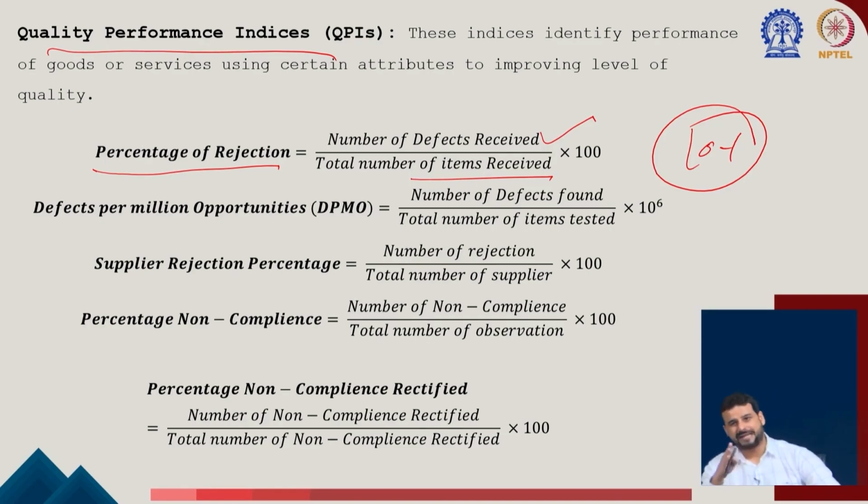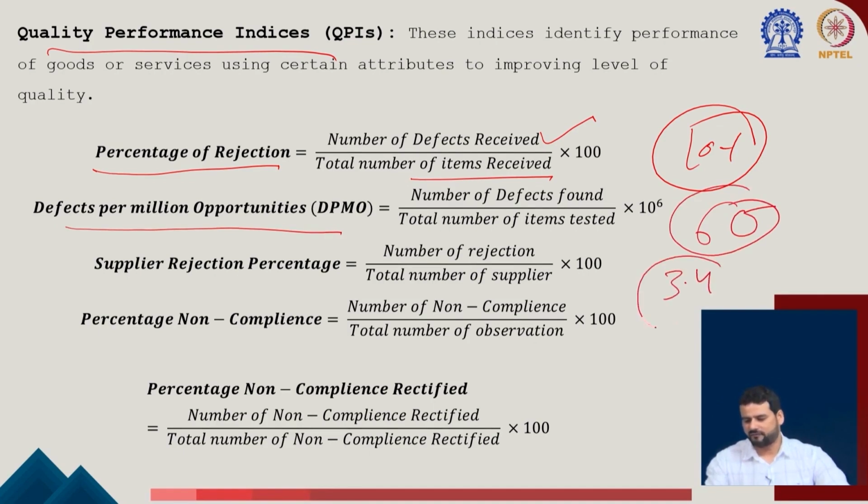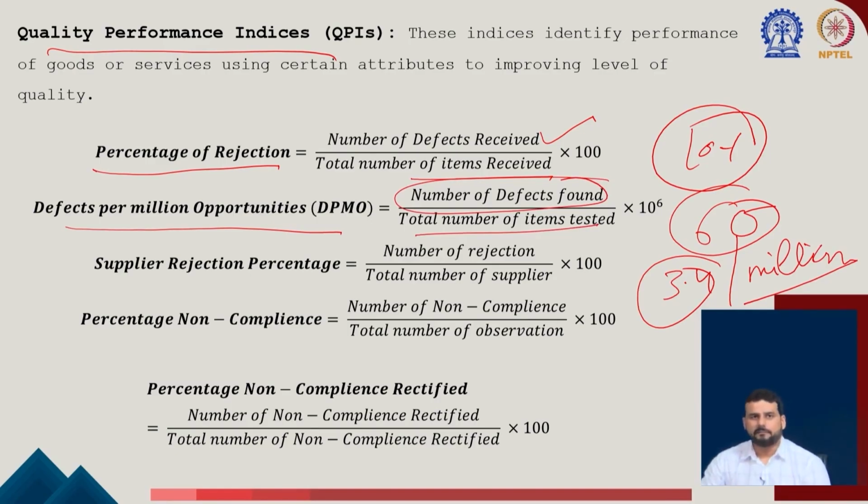Once you have produced that, you ship it to the market, and 5% of products are coming back because they were damaged during shipment, right. Defects per million opportunities, usually we use this measure to implement Six Sigma, where we say 3.4 defects are allowed per million opportunities, right. So how do we calculate that? Number of defects found over total number of items tested, right. So that is defects per million opportunities.